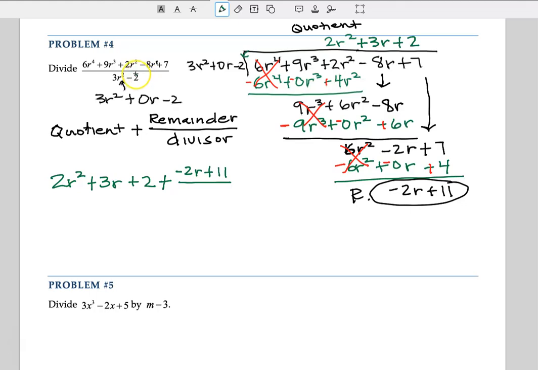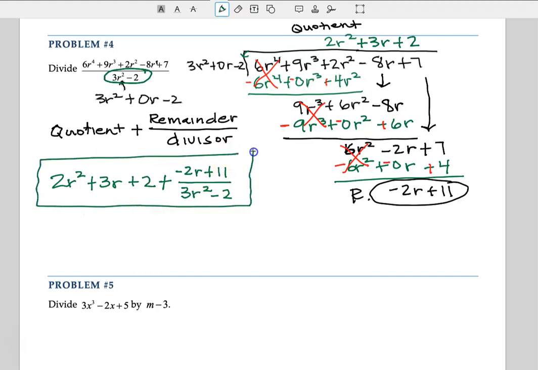And then my divisor, let's just go back to this. We don't have to have that 0r in it. We did that just to make it match up nicely when we were working it through. So let's put on the bottom here 3r squared minus 2. Okay. And that would be how you'll want to have your answer. So a lot of them will say to write it this way, in the quotient plus remainder over divisor form.